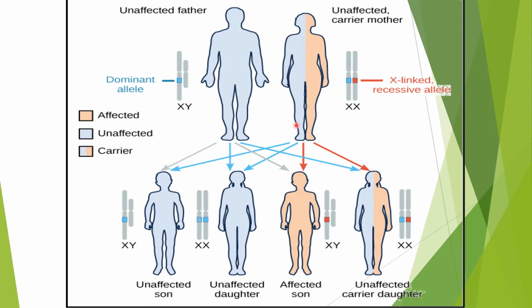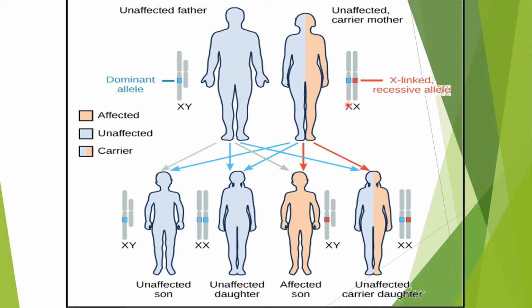Now, what is the outcome? What are the possibilities in the offsprings which are produced in the next generation? The offsprings can be an unaffected son, unaffected daughter, affected son, and unaffected carrier daughter. Let me explain this.